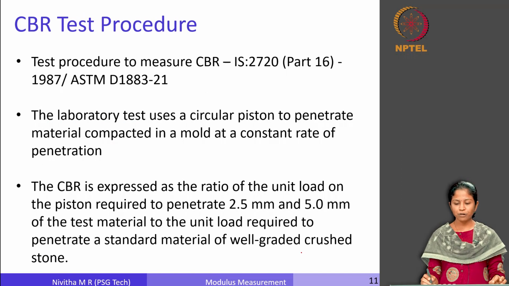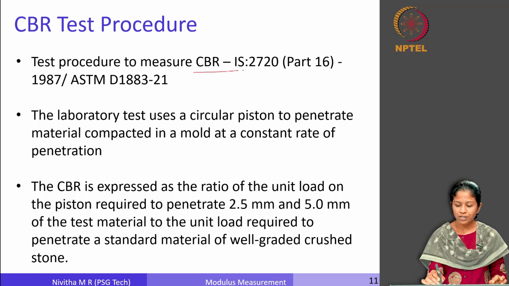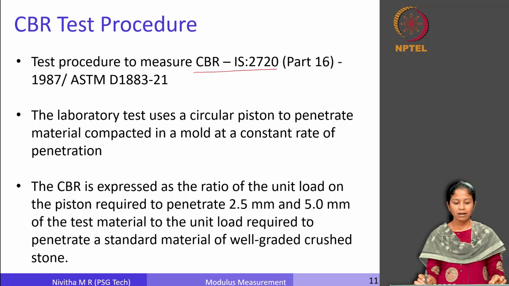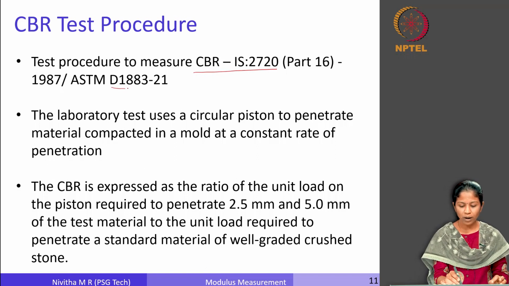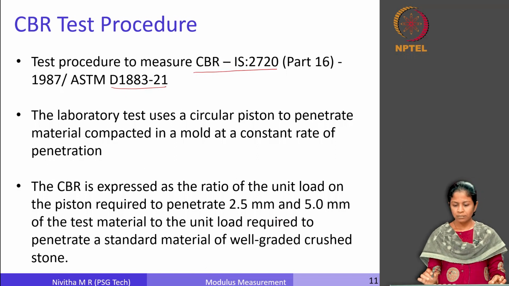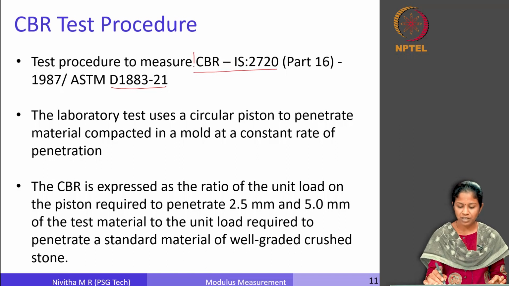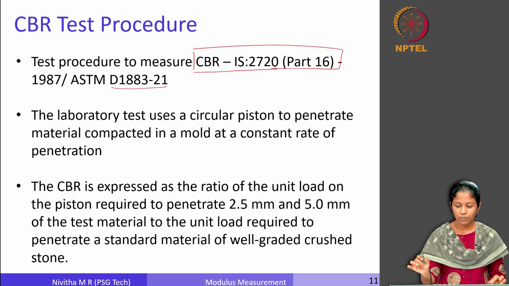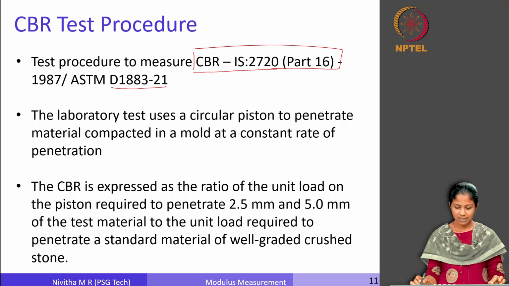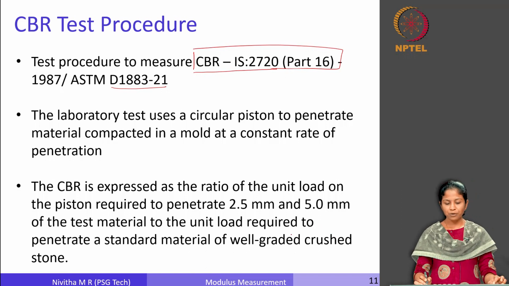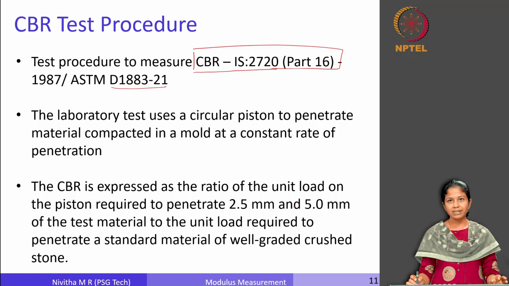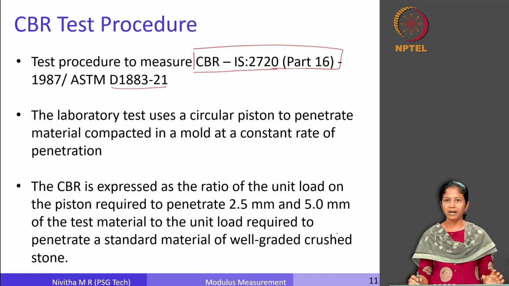So the test procedure for CBR is given in IS 2720 part 16, 1987, and there is an equivalent ASTM standard which is D1883-21. For the purpose of this course, we will be talking about only the CBR measurement procedure, which is given in the IS code, which is IS 2720 part 16. So what is this CBR test procedure? It is a laboratory test which uses a circular piston to penetrate the material compacted in a mold at a constant rate of penetration, right.